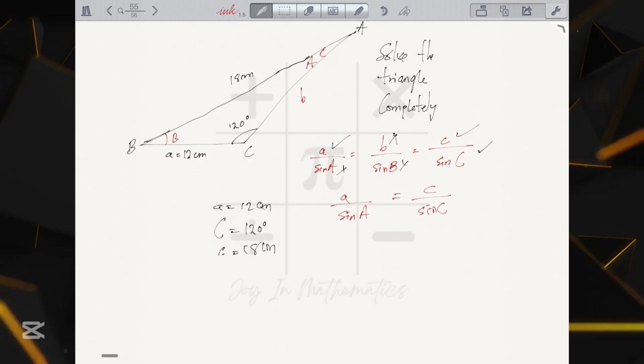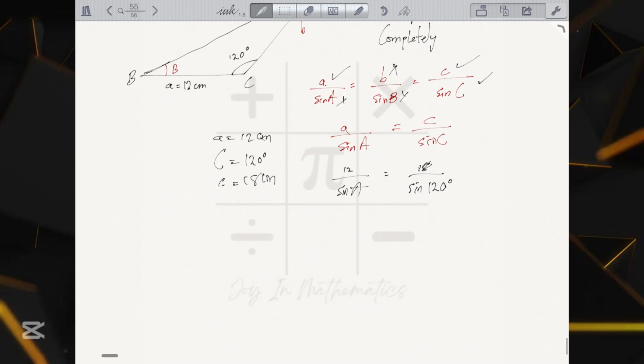So making our substitution now, A is equal to 12 centimeters. We are looking for sine A. C is equal to 18 centimeters. And we have sine C to be equal to sine 120 degrees. So with ease, we can simply make sine A the subject of the formula. So we have that sine A is equal to 12 multiplied by sine 120 degrees divided by 18.